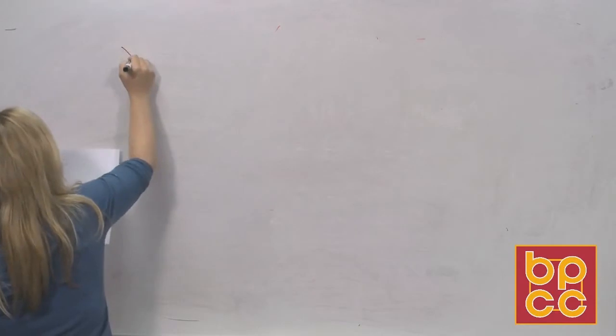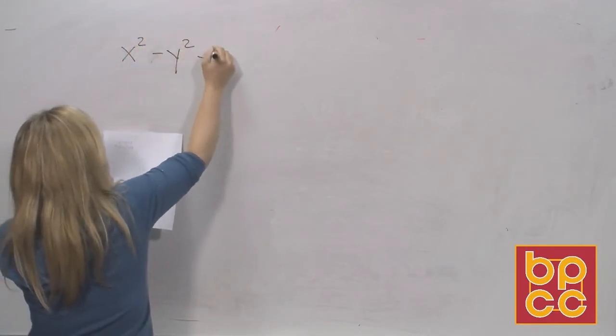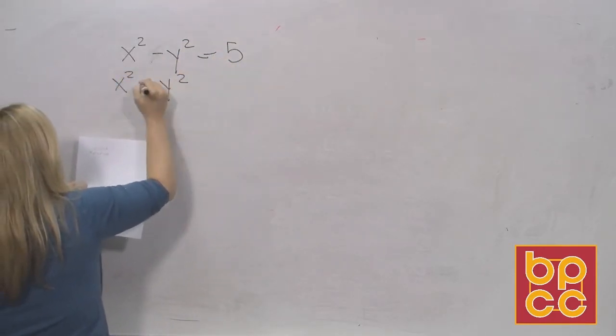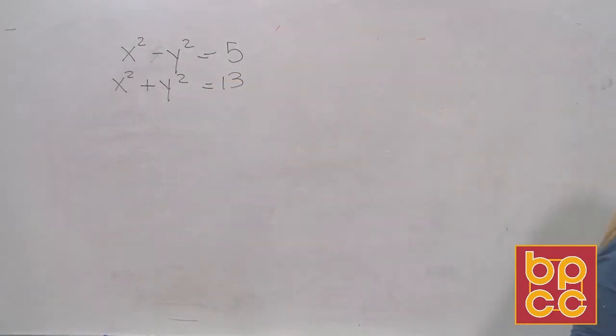Our system is x squared minus y squared equals 5, x squared plus y squared equals 13. So we have a system. They're nonlinear because they're not to the first power. You can't call them quadratic because they're not just x squareds, they're also y squareds. All that tells you is you're guaranteed to have 2 or more solutions.